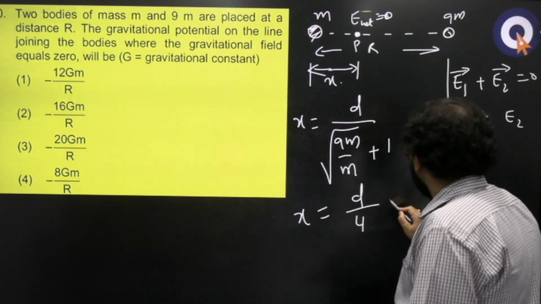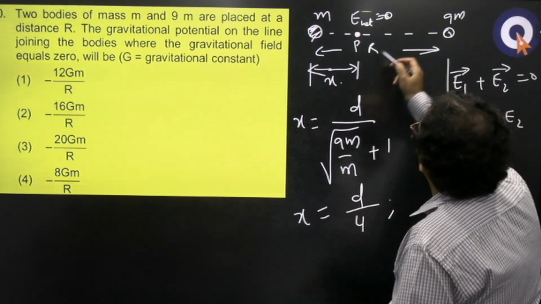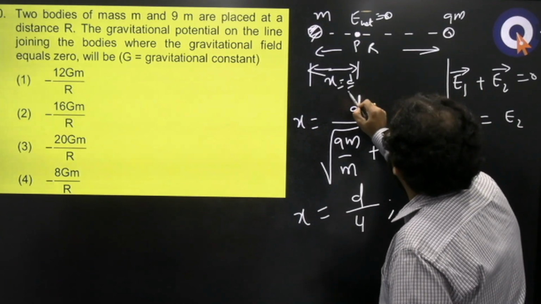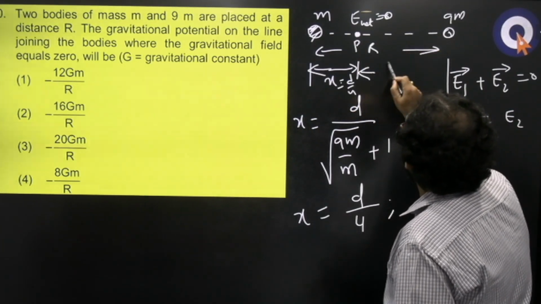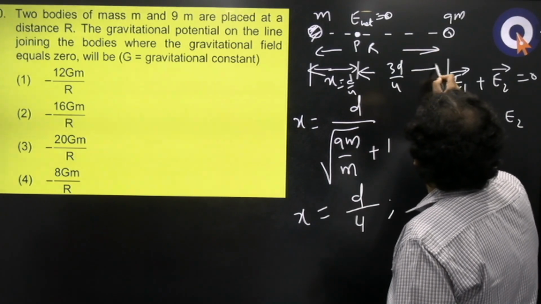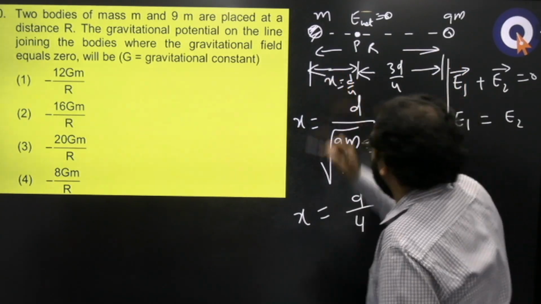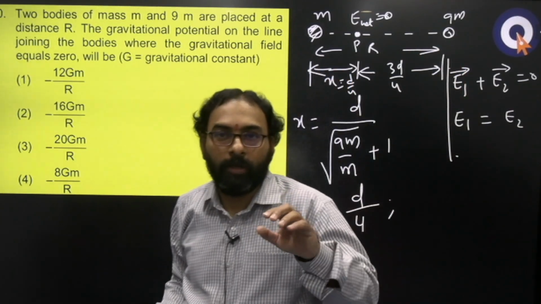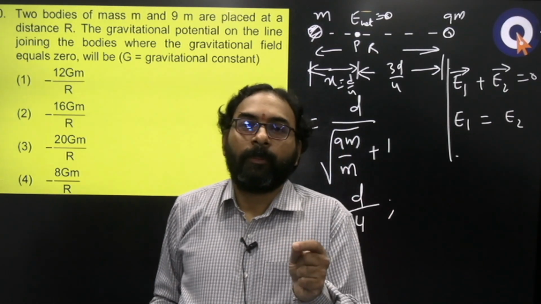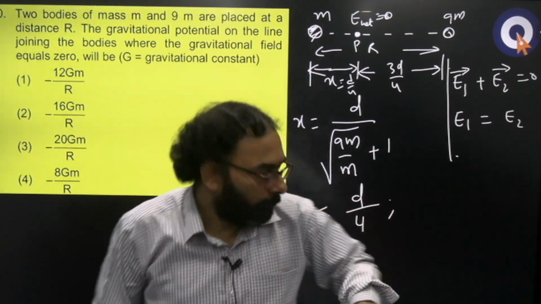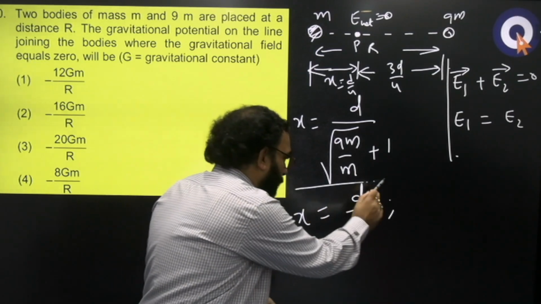So d by 4. Then if x is d by 4, what is the remaining distance? 3d by 4, no? D by 4 and 3d by 4, total distance is d. So I got the null point. I have located where the net field will be 0, that location, d by 4.